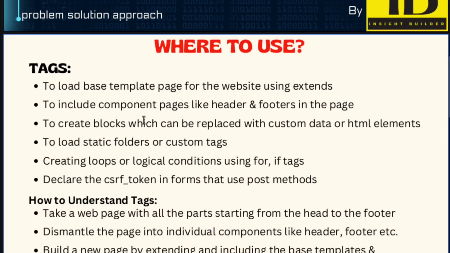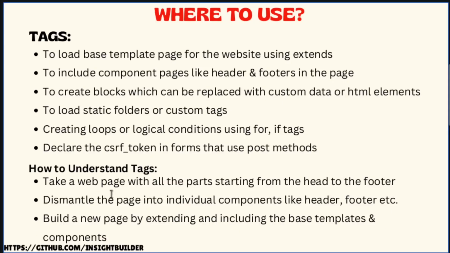The tags were specifically used for this. You can see here that there are a couple of ways to use it, like loading the base template by using extends. We included the component pages like header, footer, and the navbar. We created blocks. We can actually load static folders from which you can source the files. We can create loops and logical conditions like if and for. We can also declare CSRF tokens, that is, cross site request forgery tokens. This is a process which I just now showed you on how to understand tags.